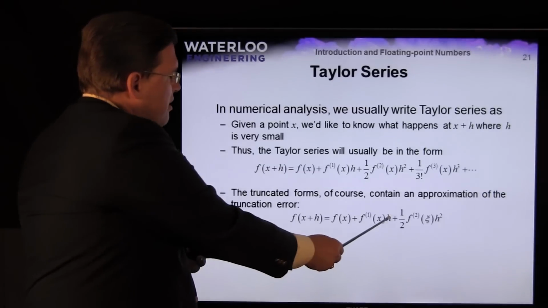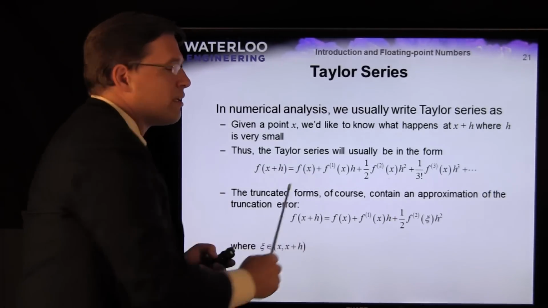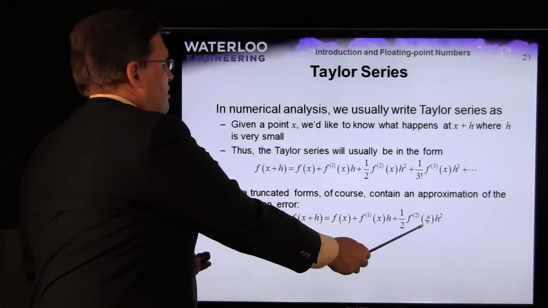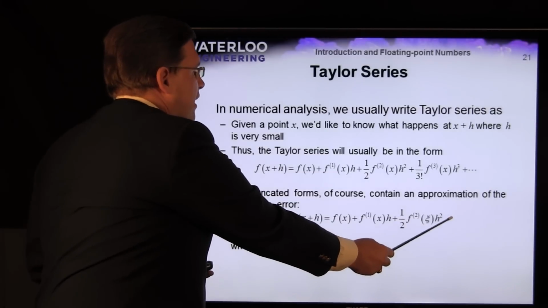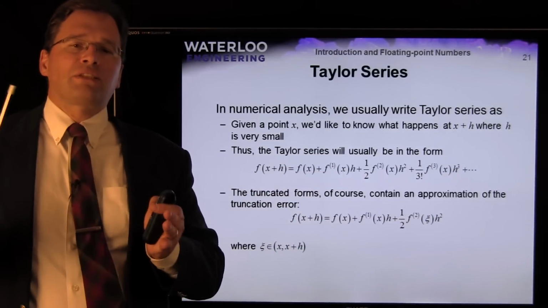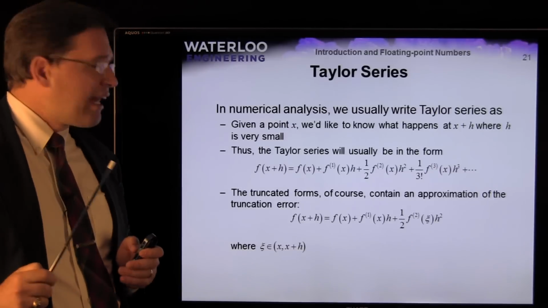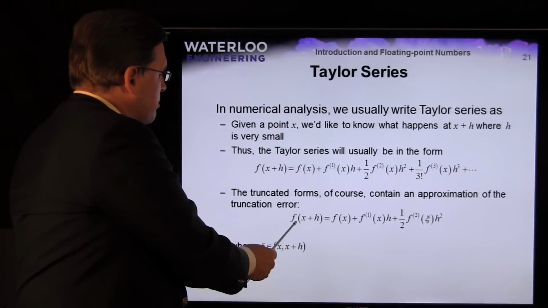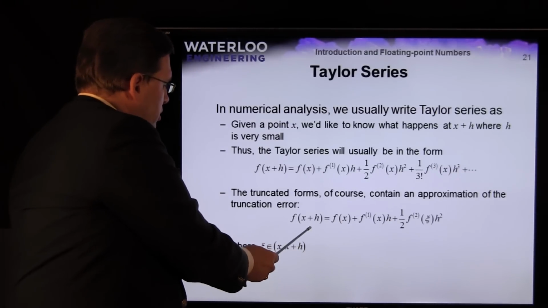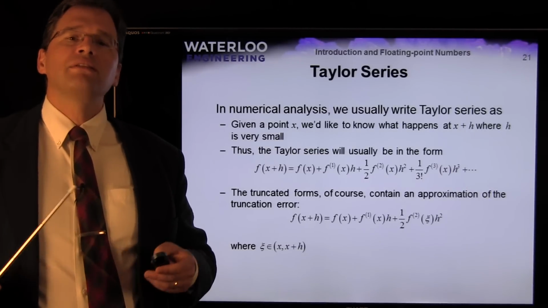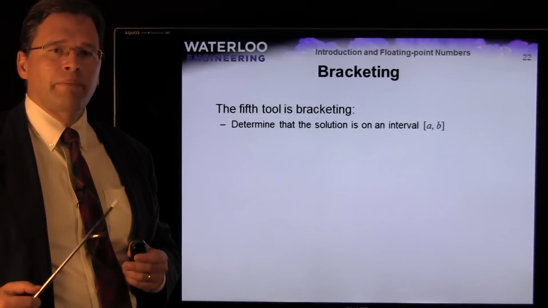So this will be a very good approximation if both the second derivative is reasonable in size and h is small. If h is small, h squared is even smaller. And so this is actually a good approximation for f at x plus h. We're going to be using this in a number of cases.